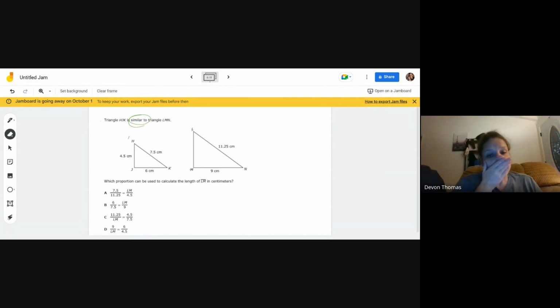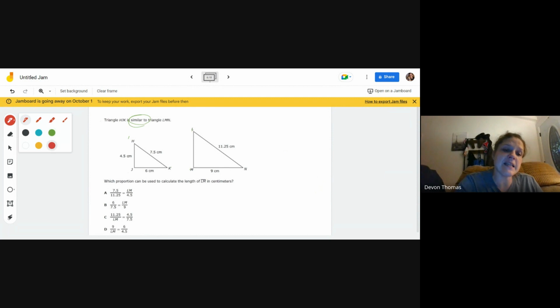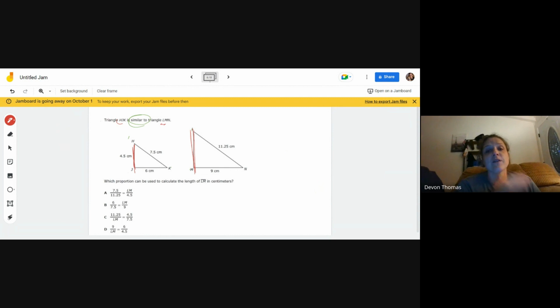Now, you have 15 different ways you can do this. Let's do it with colors. And this one, they made it nice and easy. They didn't even flip anything. H and J is the same thing as L and M. Well, it's not the same thing, but they're proportional. In similar figures, the sides are proportional, the angles are equal.